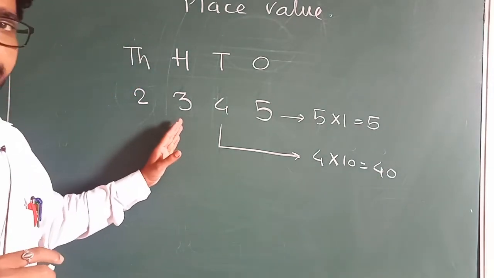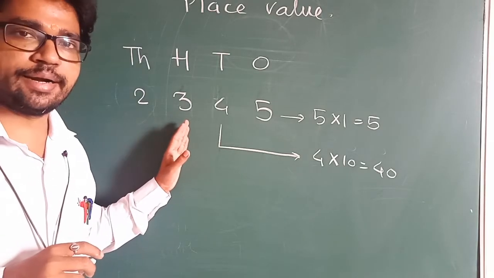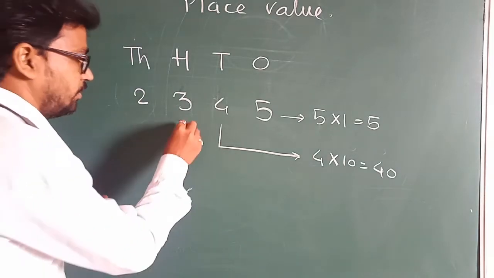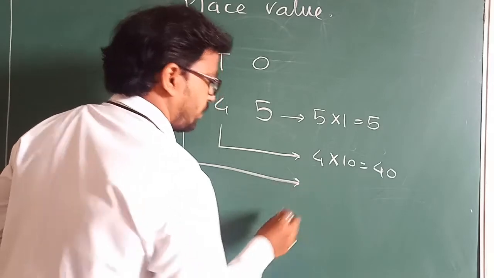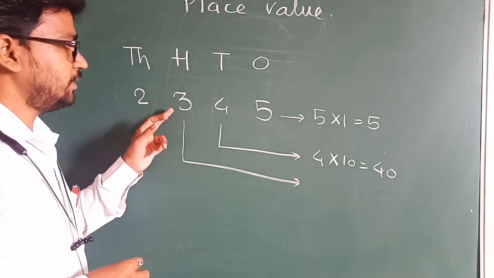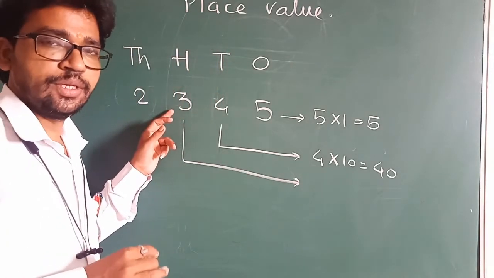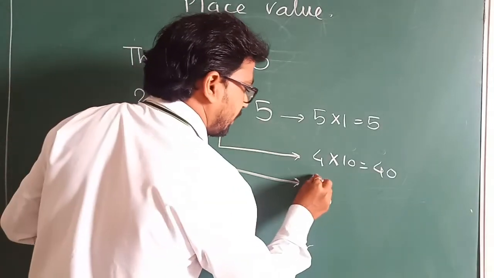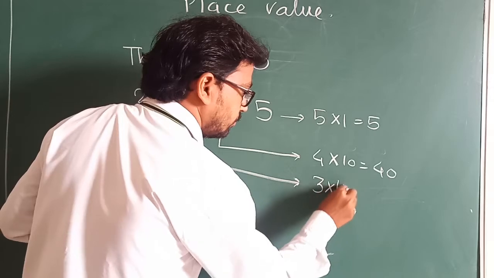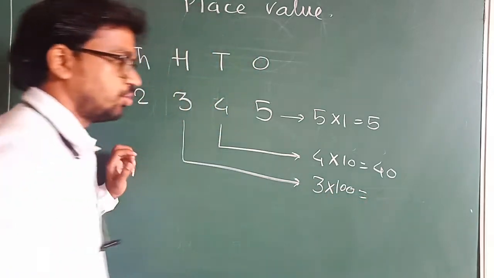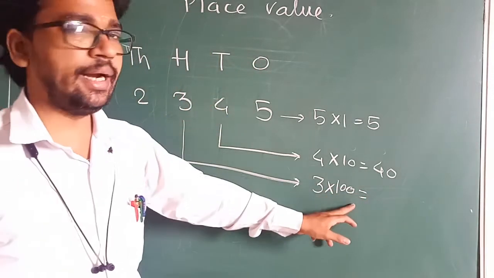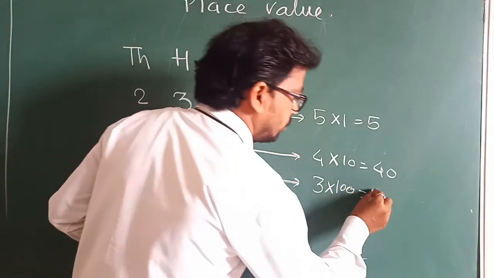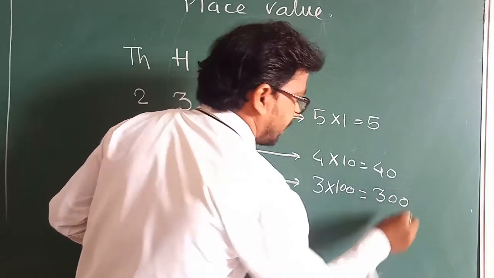Now the third digit is at the hundreds place. What is the place value of this? This digit is 3, but the place value of that digit is 300, so 3 into 100. How many hundreds are there? 3 hundreds are there. So the answer is 300.